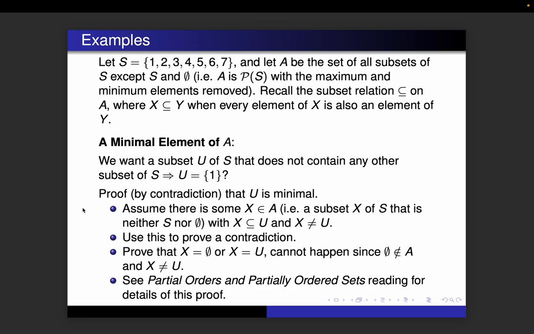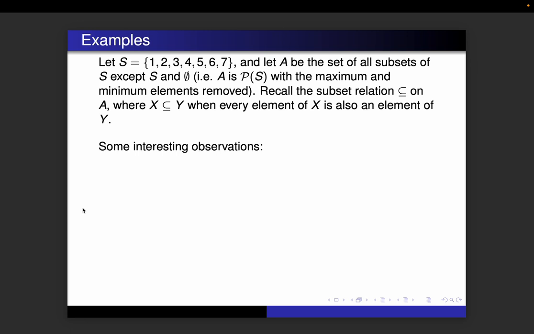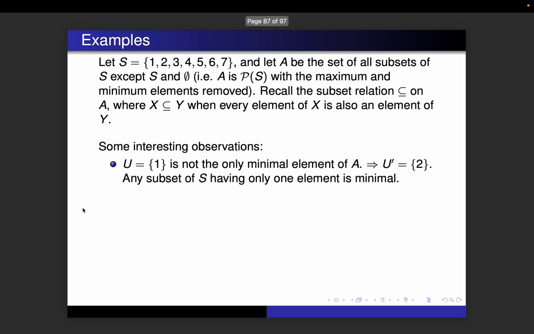So again, I encourage you to look at the reading. It gives you more details of the proof. Again, it's called partial orders and partially ordered sets, which proves that the set U is a minimal element. So more observations, very similar to what we had with the maximal elements. As you may imagine, the set containing just the number 1 is not the only minimal element of A. If the set just contains the number 2, also minimal. And in fact, any subset just having one element is also going to be minimal. Exact same arguments.